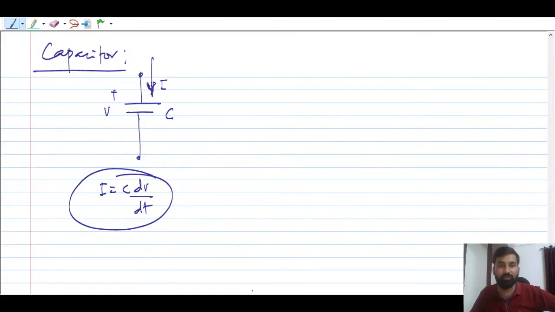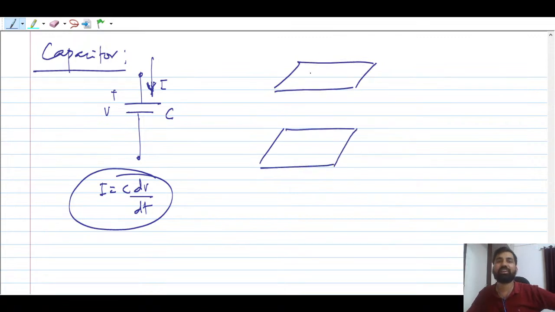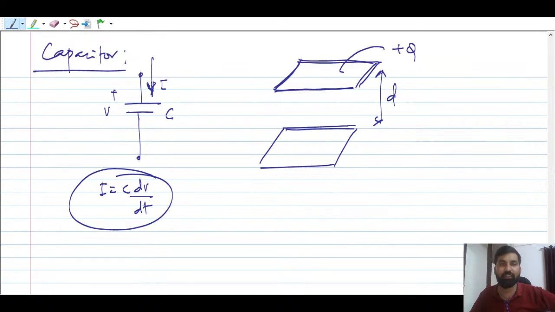Suppose we have two plates. These two plates are conductors, basically metal plates, and they are separated by distance d. This plate has plus q and the other plate has minus q charge. This is the property of metal: if one has positive charge, the other will have negative charge. You have to understand this.